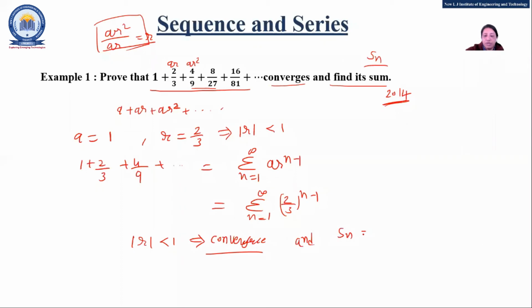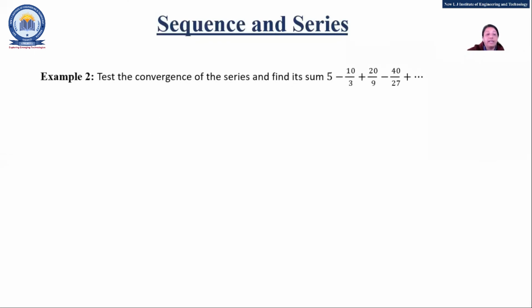Now S equal to A upon 1 minus R. So what is A? That is 1 upon 1 minus R, so 1 upon 1 minus 2 by 3. So your answer will be what? 3, right? 3 by 1... so the sum of the series, S equal to 3. Simple example, right? Okay, any doubt in this one? Fine. Now second example.